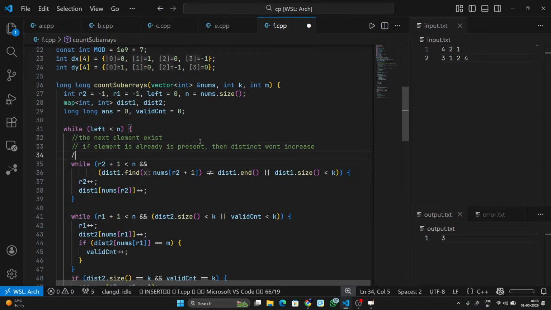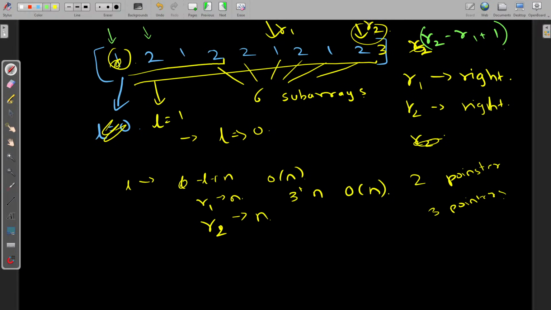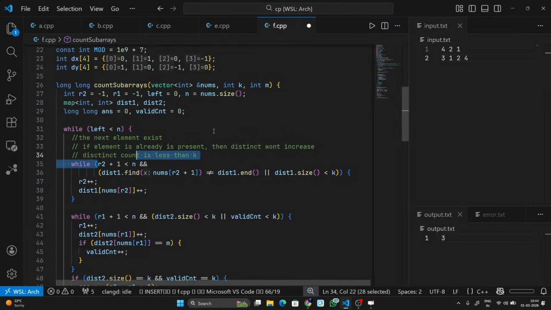So I can take that element. Or else, if the element is not in the map, then I can only take the element if the current distinct count is less than k. So these are the three conditions which we will be checking while incrementing the R2 pointer. R2 denotes the maximum subarray where there exists strictly k distinct elements. It does not focus on the frequency. It only focuses on the distinct elements, like how many distinct characters are present.